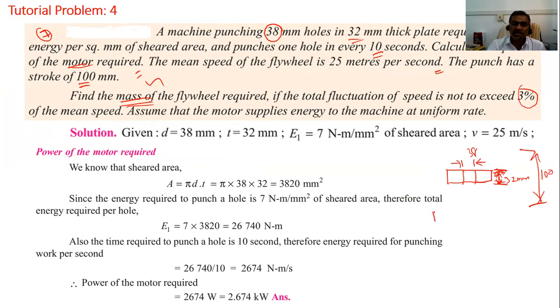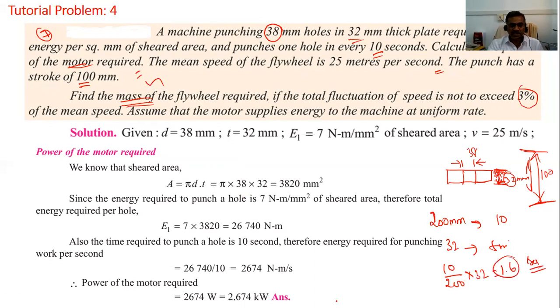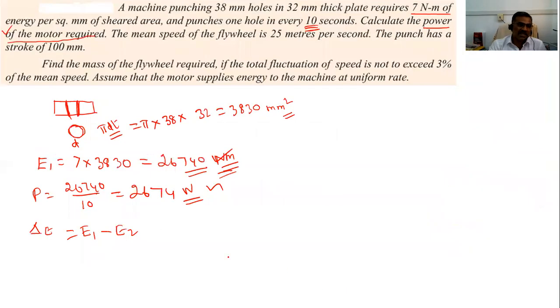What is the distance travelled? The stroke is 100 millimeter, going down as well as up, so 200 millimeters in 10 seconds. During punching it is only 32 millimeters. So for 32 millimeters, what is the time? You can calculate: 10 divided by 200 multiplied by 32. That is equal to 1.6 seconds. So during punching, the time is 1.6 seconds.